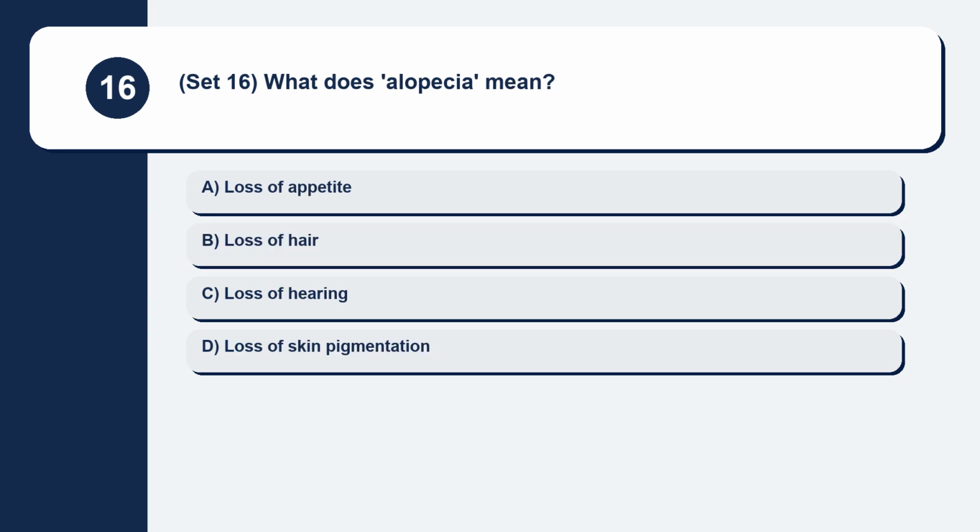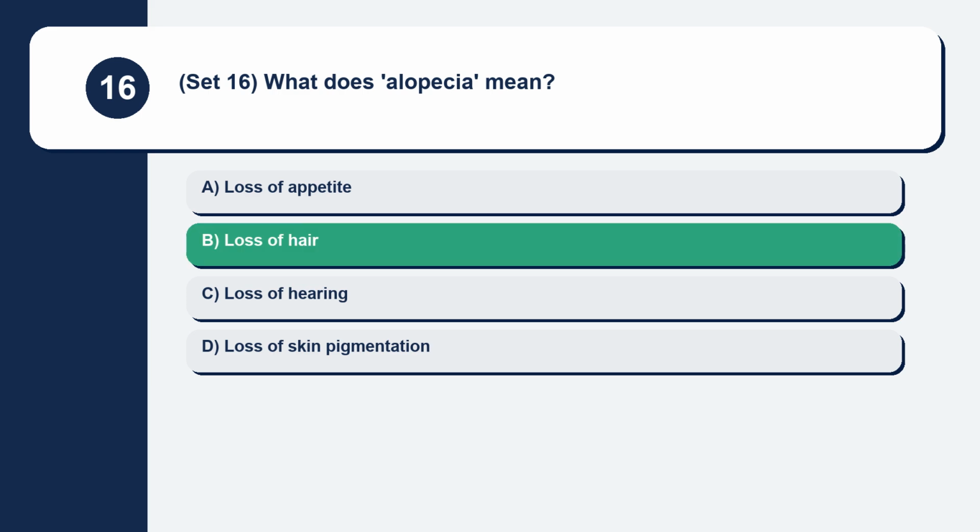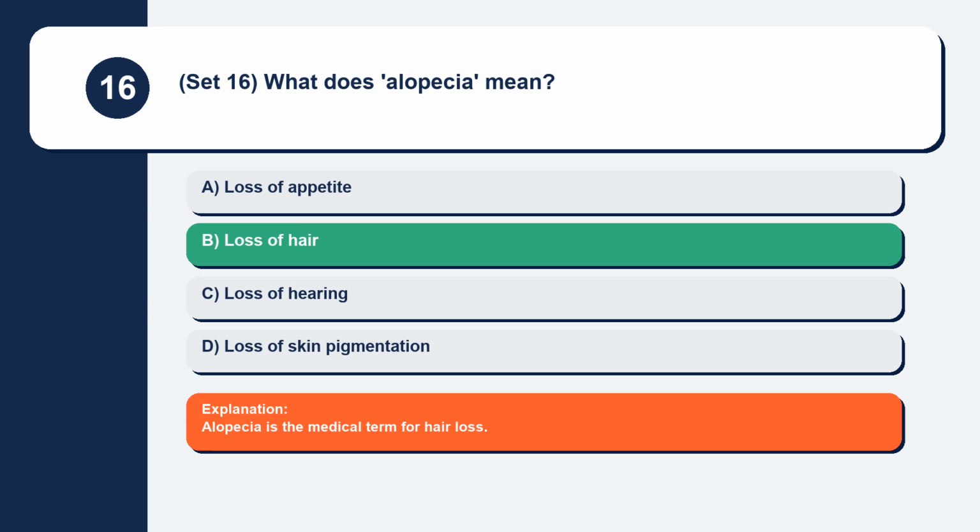Question 16. Set 16. What does alopecia mean? Loss of appetite, loss of hair, loss of hearing, loss of skin pigmentation. Alopecia is the medical term for hair loss.